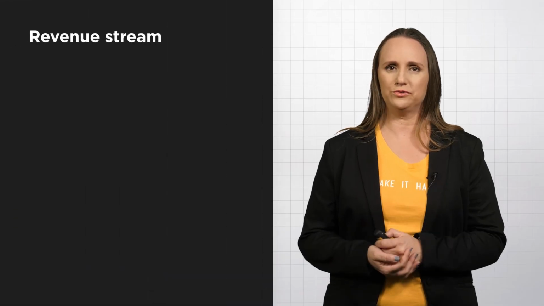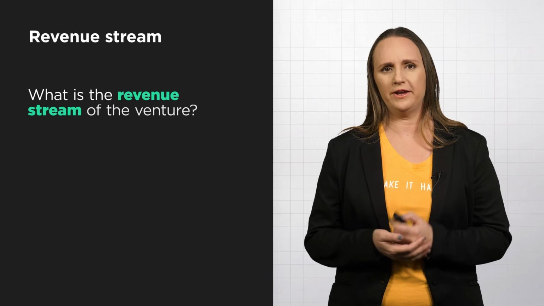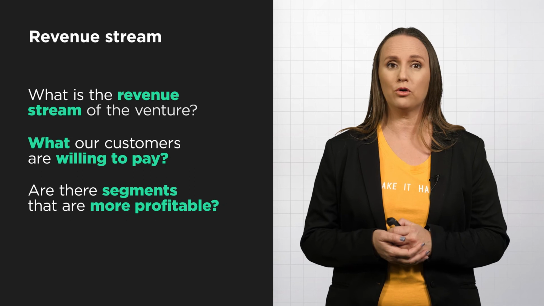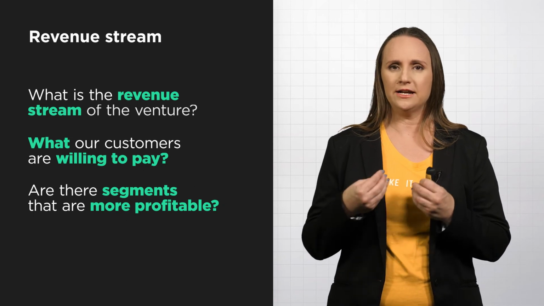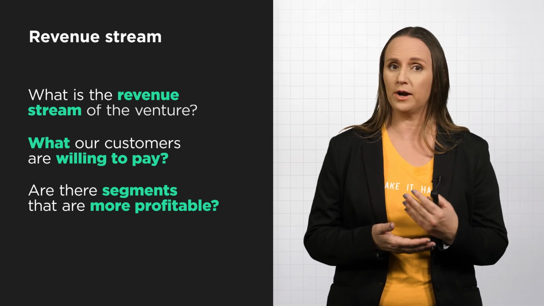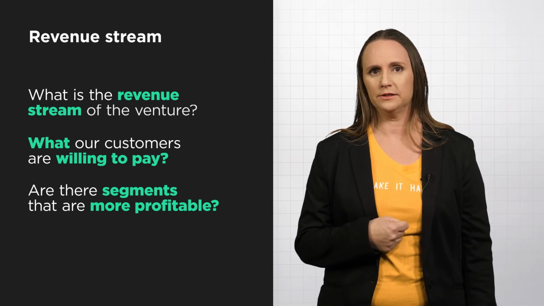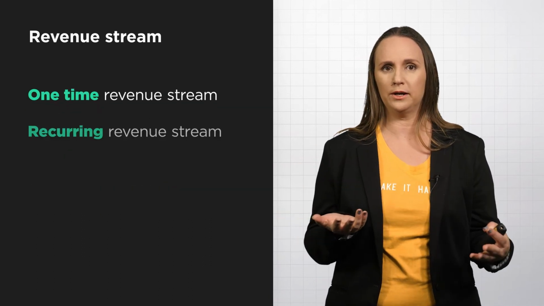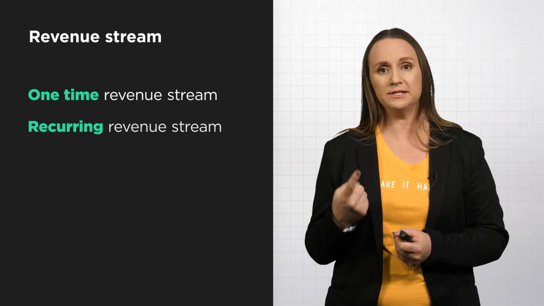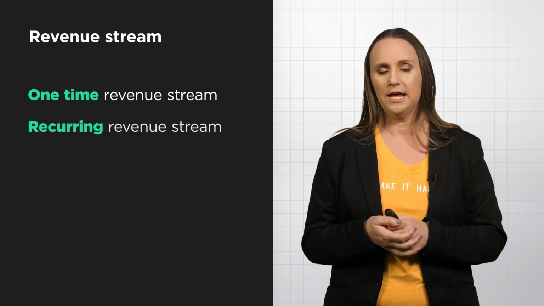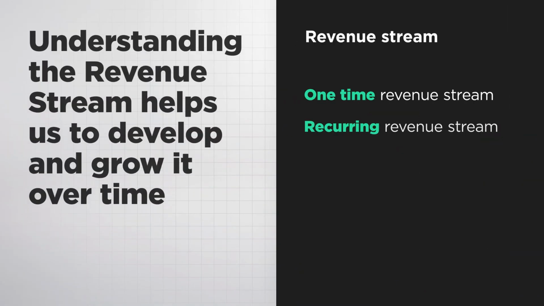In terms of the revenue stream, what is the revenue stream of the venture? What are our customers willing to pay? Are different segments potentially more profitable than others? A good answer to the revenue stream question helps the venture produce a revenue stream or more than one for every customer segment. There are two main revenue streams, a one-time revenue stream and a recurring one. Meaning, is my customer paying a one-time fee or is it on a monthly, annually, or otherwise recurring basis? It helps us predict and plan our revenue stream as well as the actions needed to develop and grow it over time.